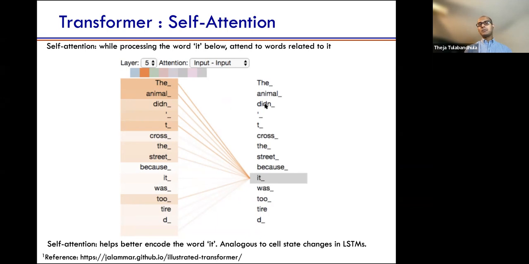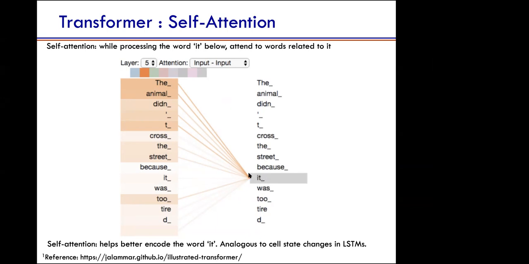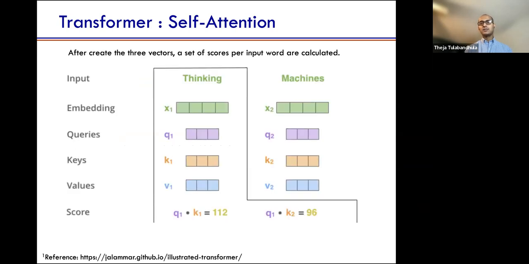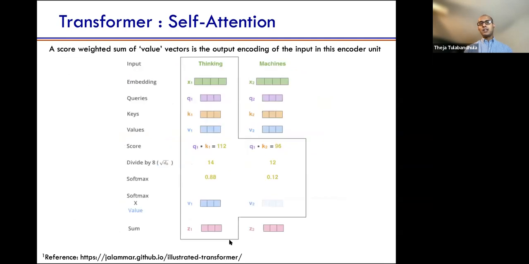So these all will be related in the sense that they're all weighted combinations of the value vectors. But you can think of a situation where the vector at the output only depends on the same word at the input: animal only depends on animal, didn't only depends on didn't. That can happen as well, right? Think of these weights. For example, instead of 0.88 and 0.12, what if it was 1 and 0? That means whatever vector we produce for thinking is the only vector that influences Z.